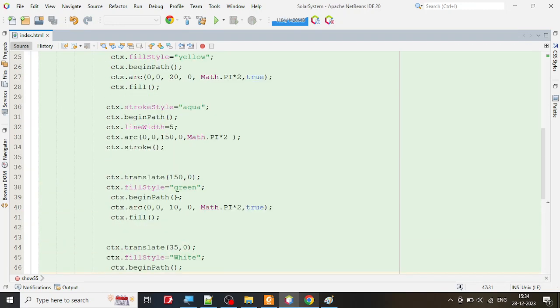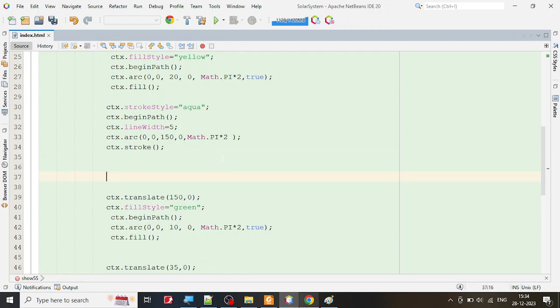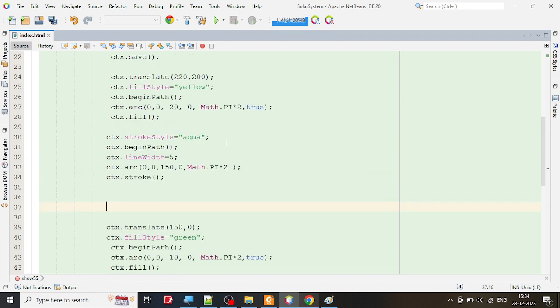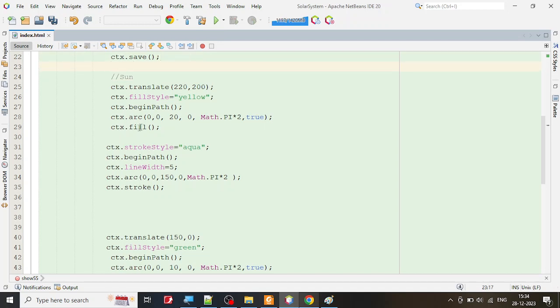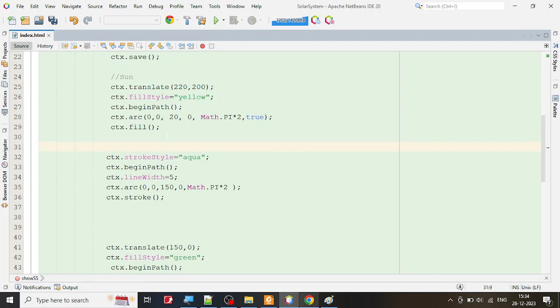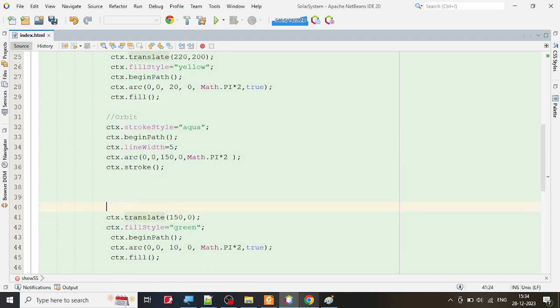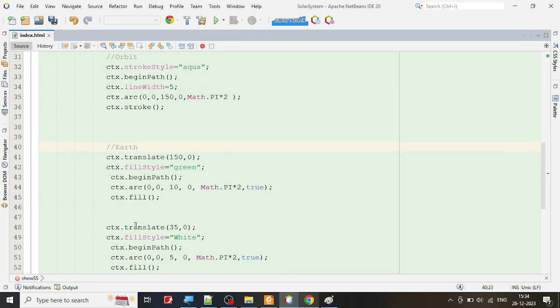I'm going to calculate this from here. This is my earth. If you are getting confused, I'm going to put a remark. This is my sun, and after that I draw this, my orbit, with the aqua color orbit. Then this is my earth. And the last one that I have done is I'm just putting a remark statement. This is going to be my moon.